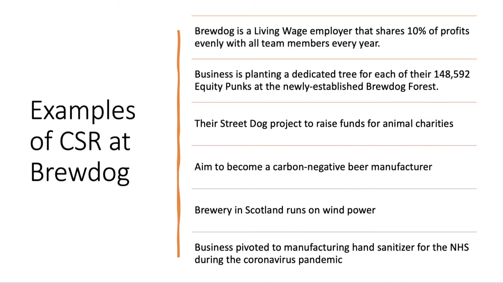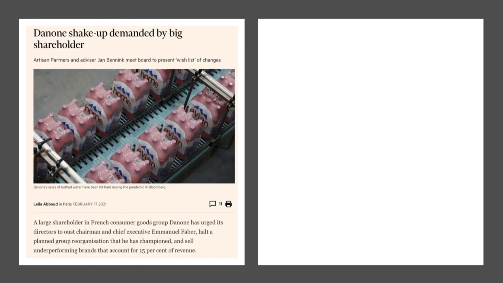BrewDog is a living wage employer. They have a profit sharing agreement with their team members. They've just bought over 2,000 acres of forest in the Scottish Highlands to create the BrewDog Forest. So basically, the more beer they sell, the more they'll plant in terms of taking carbon out of the air. They aim to be a carbon negative beer manufacturer. Their brewery in Scotland runs on renewable energy, and of course they pivoted very quickly during the pandemic to provide hand sanitizer for hospitals, and also recently canned water for people working on the vaccination programs. So CSR really quite important as an objective.